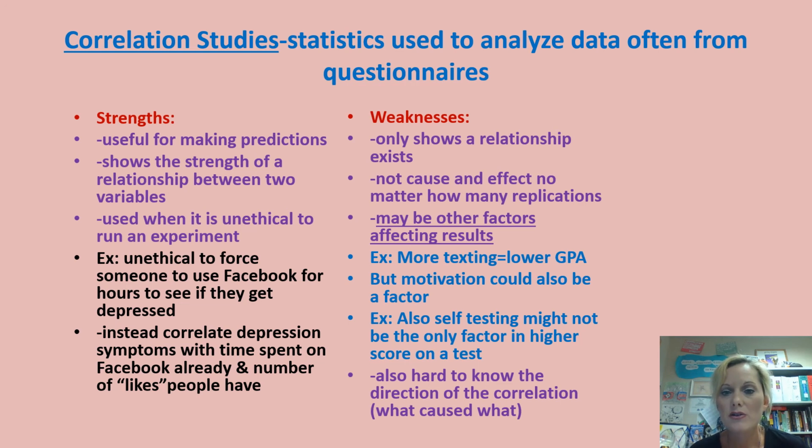It's also hard to know the direction of the correlation, what caused what. As we're going to talk about in class, use of Facebook creating depression. If somebody's depressed, they might be using Facebook because they're drawn into looking at social media to see what everybody else is doing because they feel bad. So that relationship can be interchanged, and it's hard to do cause and effect unless you've done an experiment.